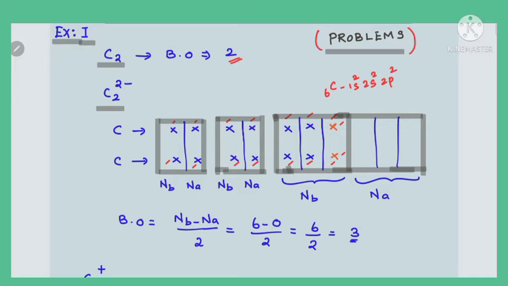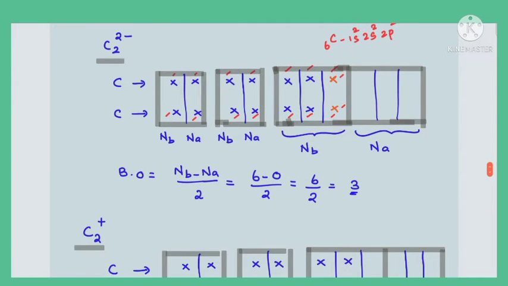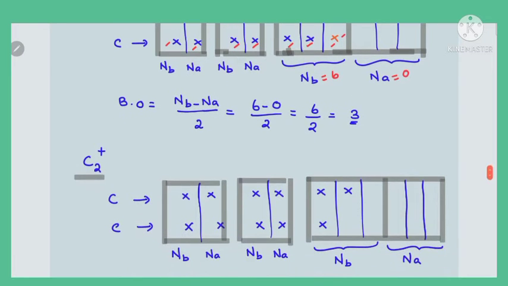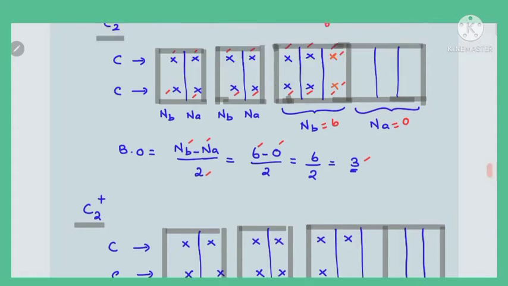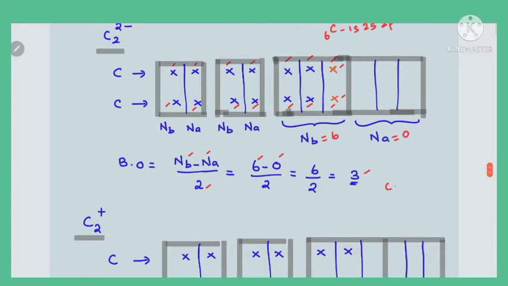Now in the outermost orbitals there are 6 electrons in the bonding molecular orbitals, so the NB value is 6, whereas the anti-bonding molecular orbitals are empty, so the Na value is 0. The bond order formula is NB minus Na divided by 2. Substituting the values: 6 minus 0 divided by 2, and 6 by 2 is 3. Therefore the bond order of the C2 2 minus species is 3.